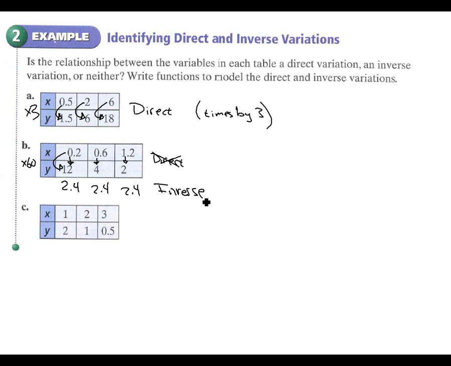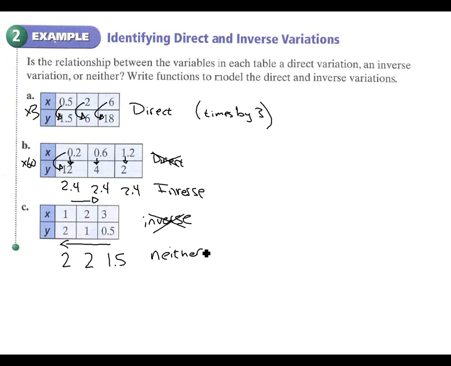Let's check this one. All right, so here we know this could only be inverse. And here's how I know that. Because as we get bigger here, 1, 2, 3, we get smaller here. So that can only be inverse variation. Let's check to see if it actually is. What's 1 times 2? 2. What's 2 times 1? 2. Looking pretty good. What's half of 3? 1.5. Oh, nope, it falls apart. So this is neither. All right, neither direct nor inverse variation for the third one.